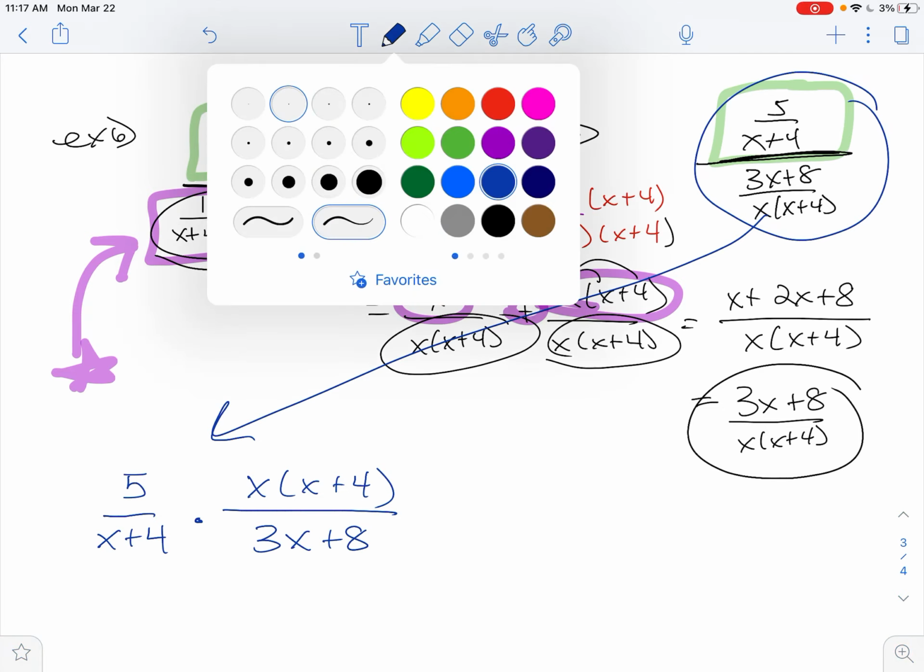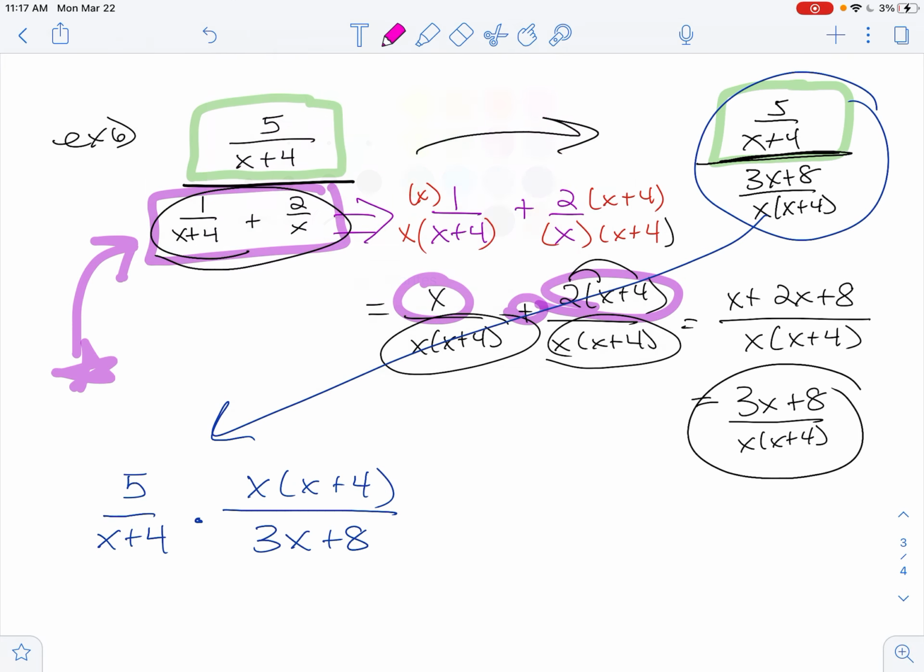And now we're just multiplying, which we remember we can cancel like terms. So see how these are both being multiplied, so I can cancel these out. And now I'm left with 5x on the top over 3x plus 8. And now we're done.